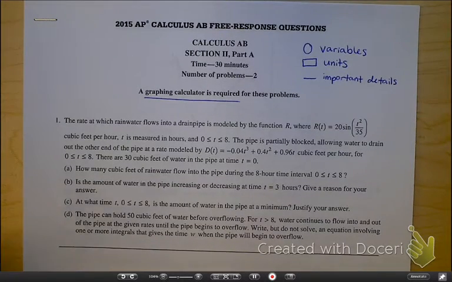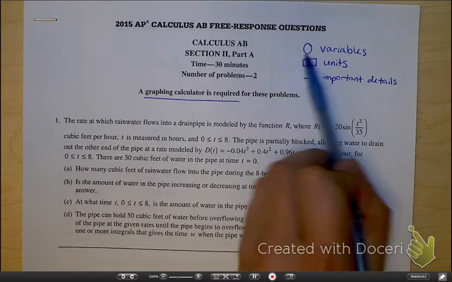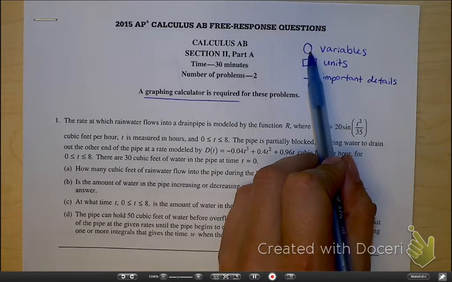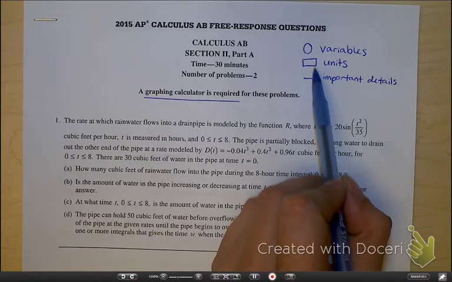Now, in some of these problems, when it's a lot of words, sometimes you can get confused or even carried away with how much information they're giving you. So up here, I've made a little key. As we read through this, I want you guys to circle all the variables, put a box around all the units, and underline important details.